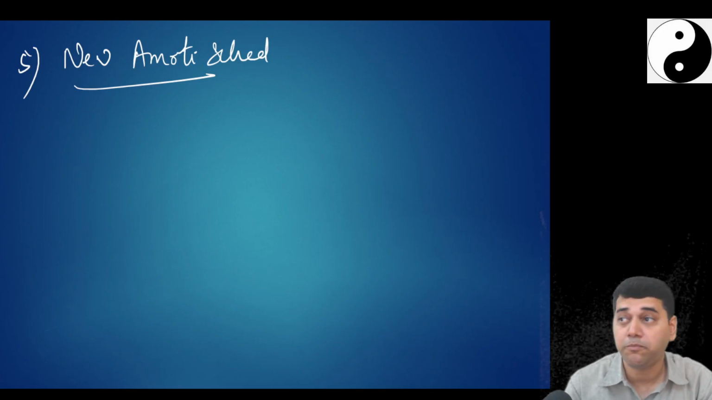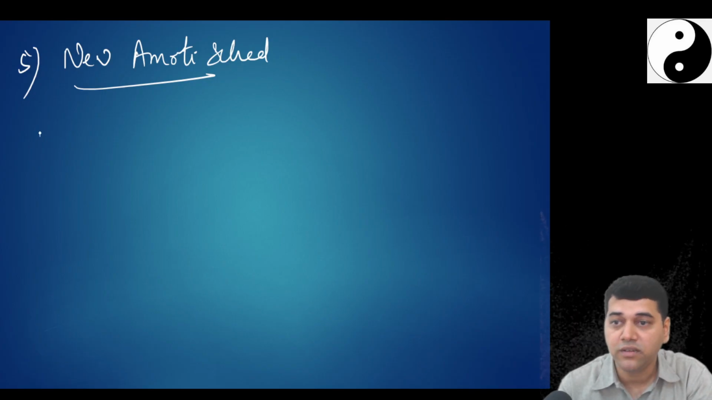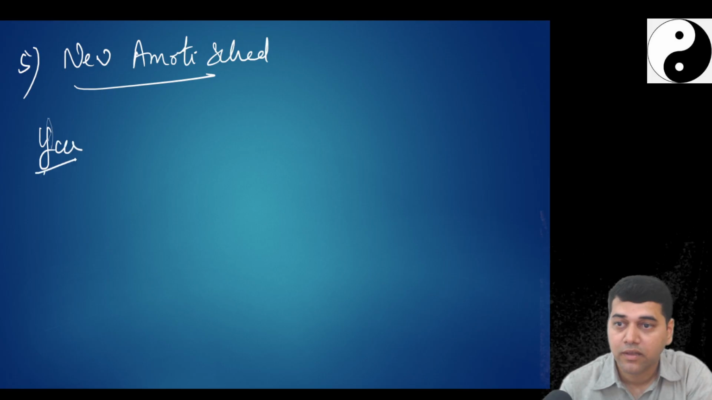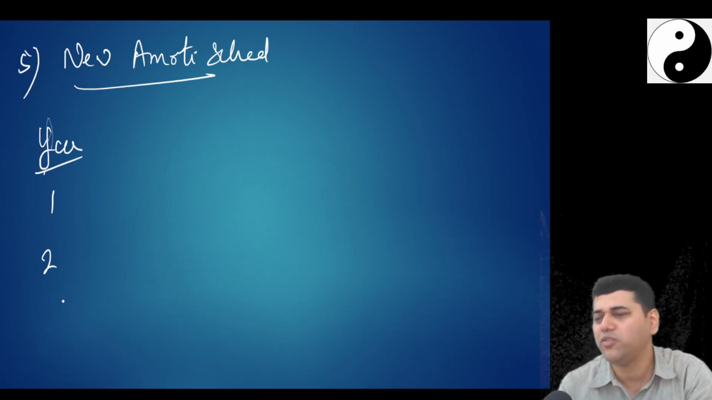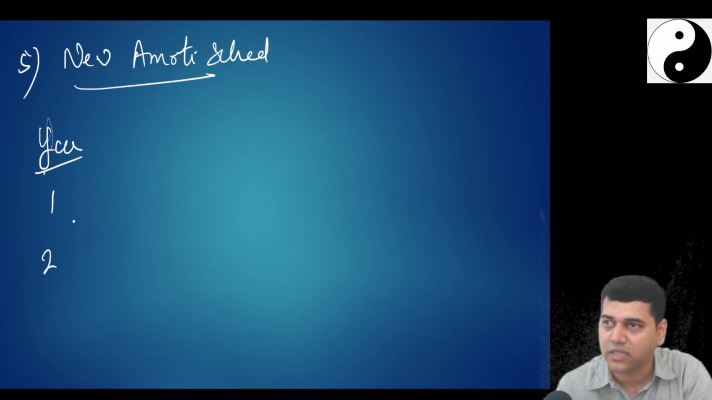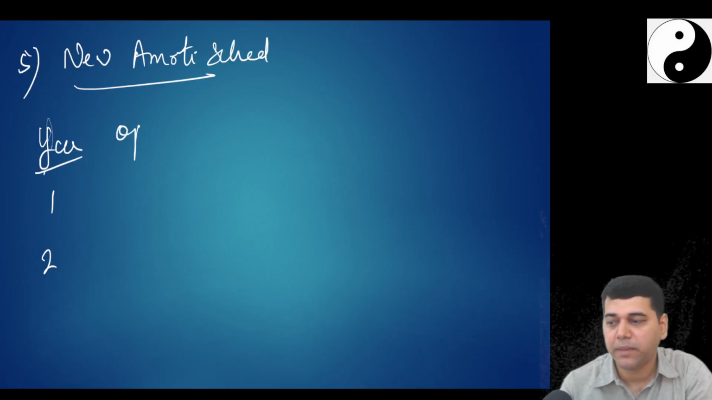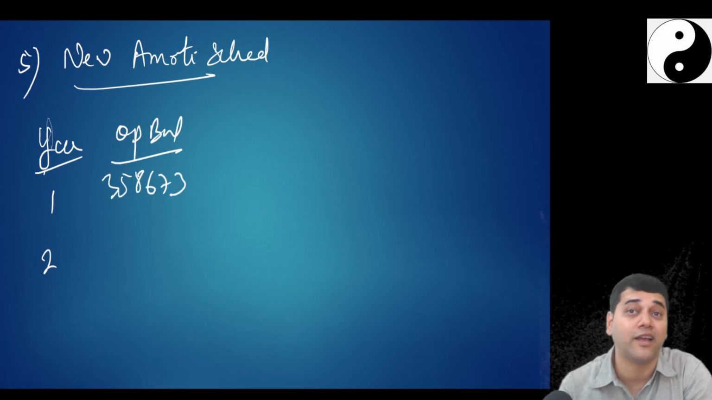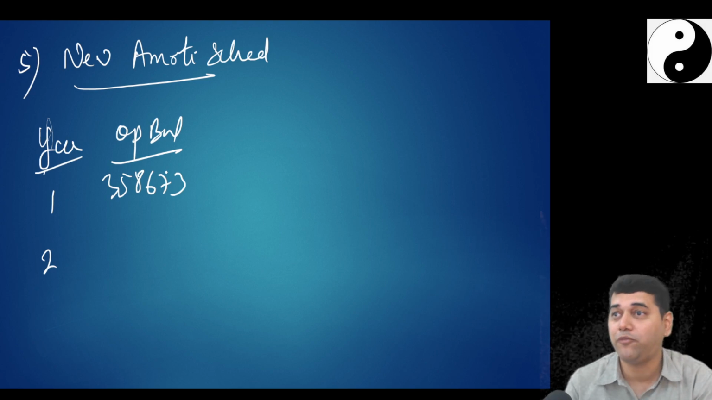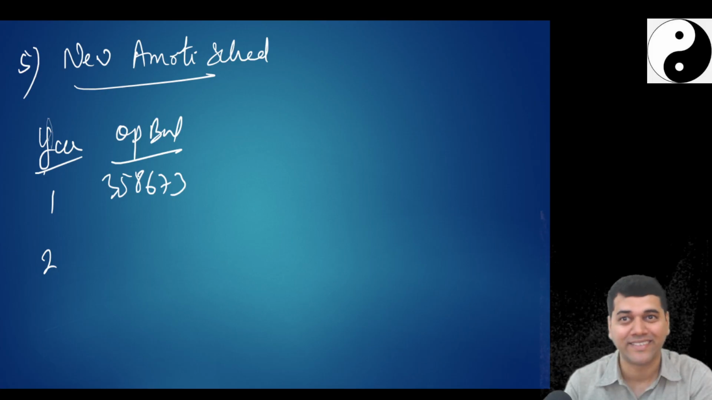But the question says, pass the entries where? Till the life. So, how many years? 1, 2. That is only, or you can write the date also, 31st December 2013, 14. 2 more years now. What is your opening balance? Very good, 3,58,673. Are you clear, students, everyone? I am very happy when you tell me this number, because you have understood it.